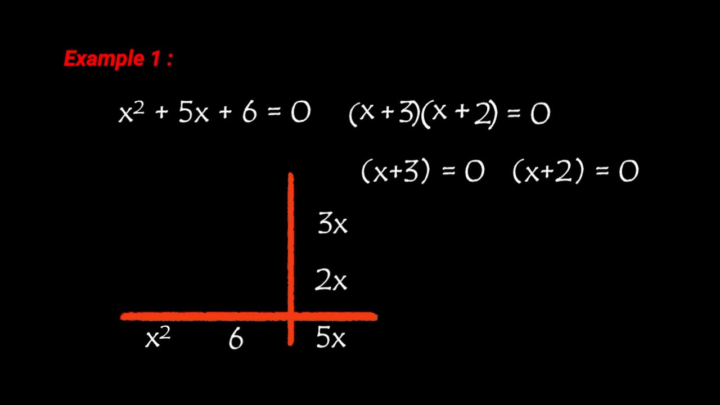Now to solve for x, our first answer would be x equals negative 3 by bringing the positive 3 over to the right-hand side. And our second answer of this quadratic equation would be x equals negative 2 by bringing the positive 2 over to the right-hand side. Therefore, our answer for the first example is negative 3 or negative 2.